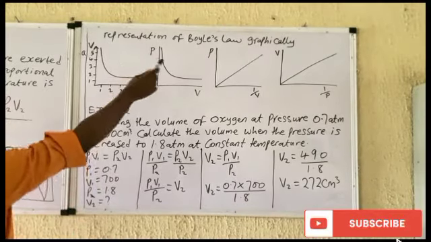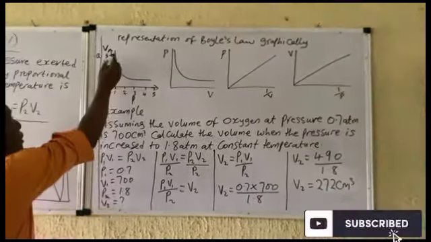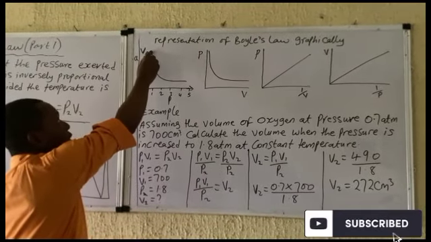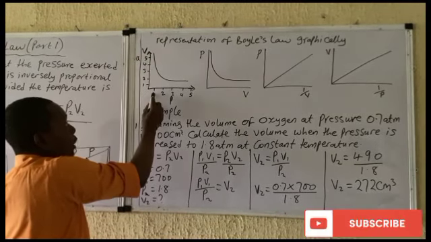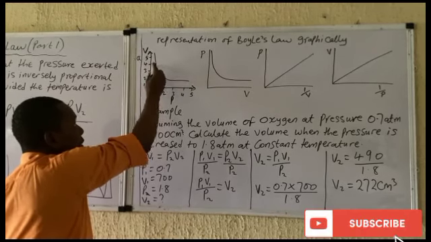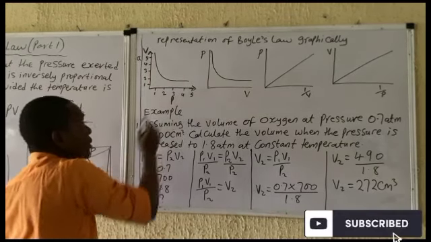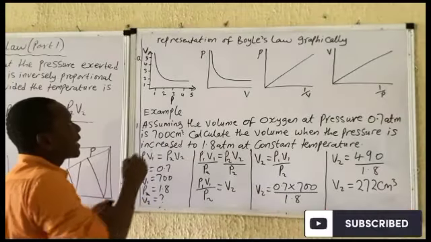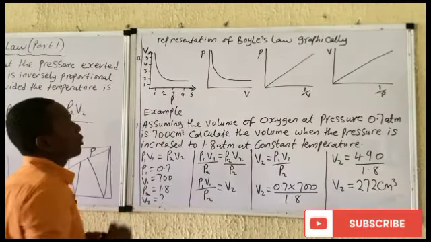Now, take a look at the graphical representation. You realize that at this particular point, the volume is very high, but the pressure is low. Now, as the volume is decreasing, the pressure is increasing. So this is a graphical representation of Boyle's law.